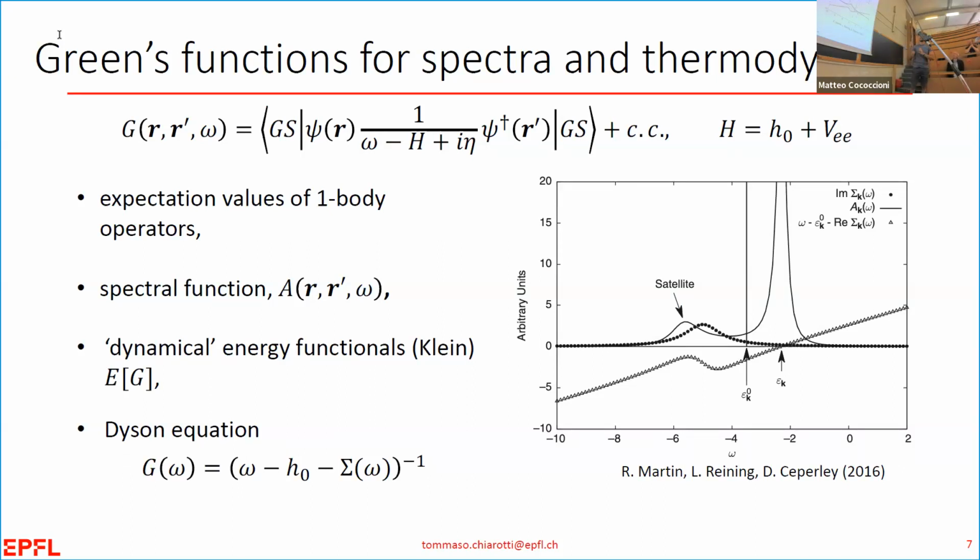This is a school, so I thought to put this slide. What are Green's functions? Those are expectation values of this kind of propagation operator. The point is that if you know the exact Green's function of the system, you can compute expectation values of one-body operators, so ground state properties, to be clear. Then you can compute the spectral function, which is related to the photoemission experiment.